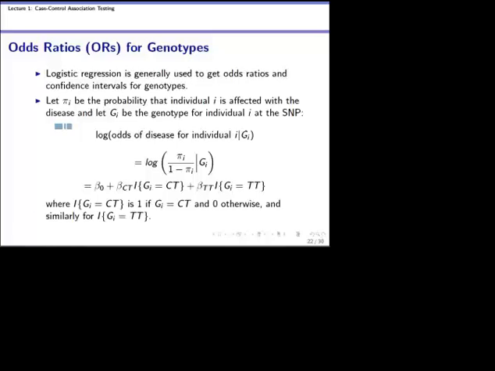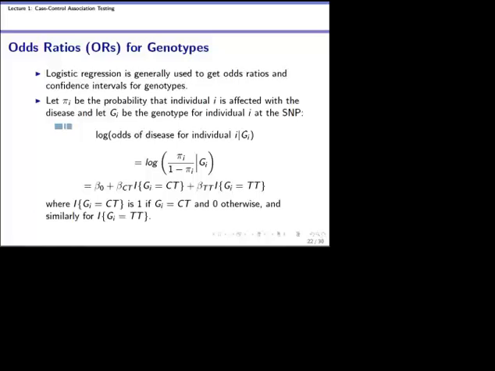Okay. So pi is the probability that you have disease. What is 1 minus pi? You don't have the disease. So what is pi over 1 minus pi? That's the odds. Probability you get the disease divided by probability you don't get the disease. That's the odds of disease.